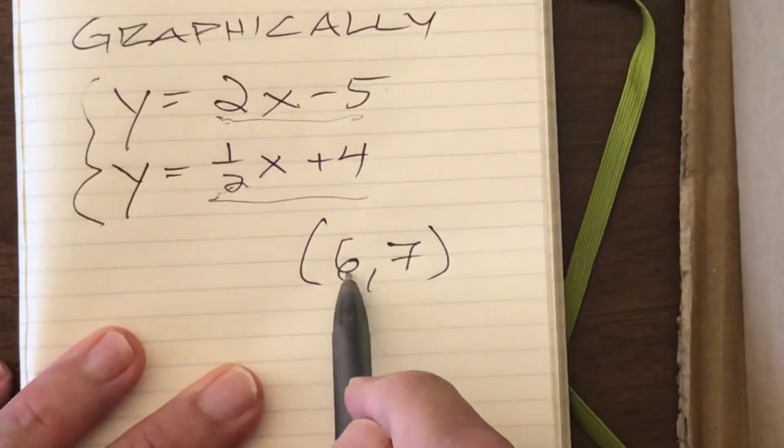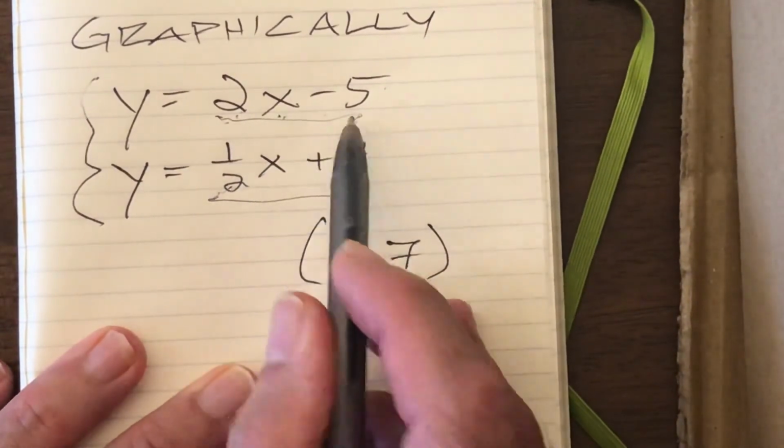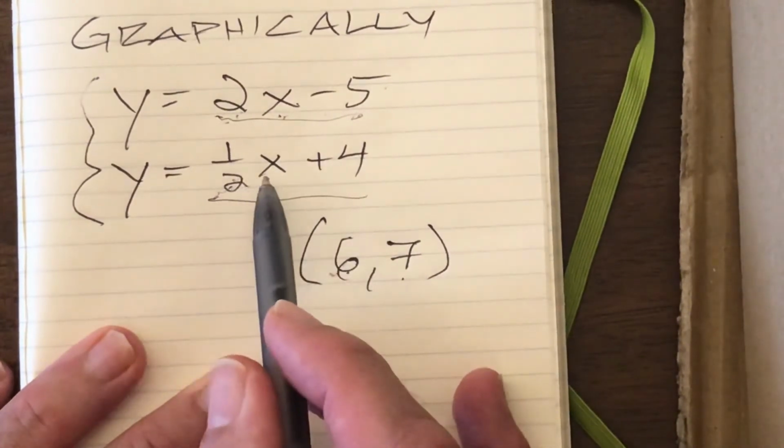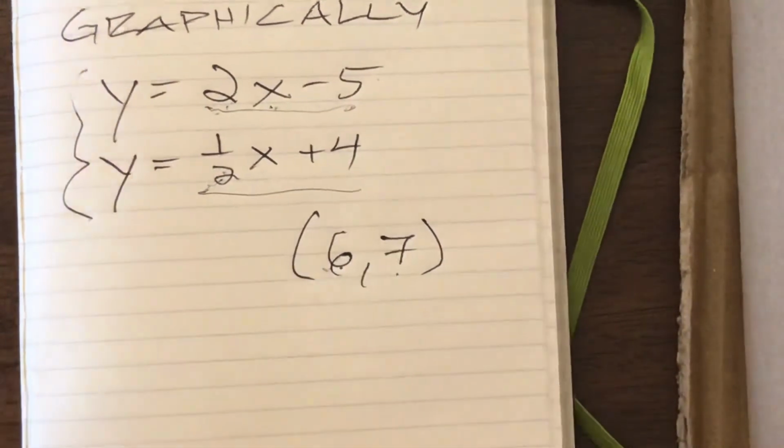And I can check that. If x is 6, 2 times 6 is 12. 12 minus 5 is indeed 7. And if x is 6, 1/2 times 6 is 3. 3 plus 4 is 7. So 6, 7 works for both.